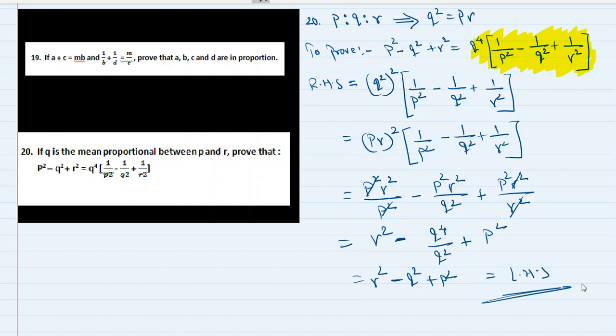Easy. So what we did is we saw what was given to us, which was P is to Q is to R, or Q square is equal to PR, and we saw what had to be proved, and from the expression which had to be proved, we chose the complicated one. We substituted the value of Q square, simplified it, and got the answer. Let's go ahead.